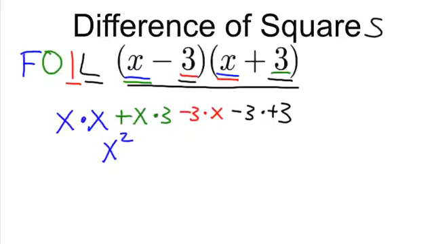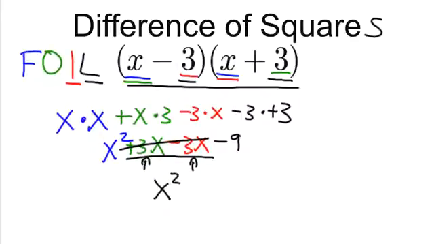Okay, so now I'm going to just collapse this back together, and over here I get x squared. Here I get 3x, so that's plus 3x. Here I get minus 3x. And here I get -3 times +3, which would give me -9. Now, I can simplify this just a little bit more. I see that right here I have a positive 3x and a -3x. Well, that gives me 0. So basically those go away. So I end up with x squared minus 9.